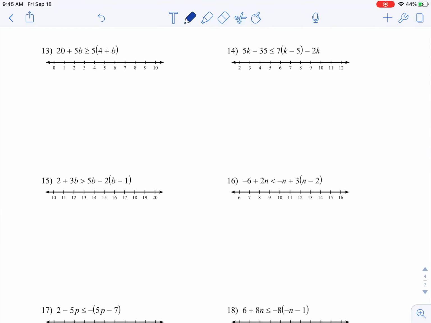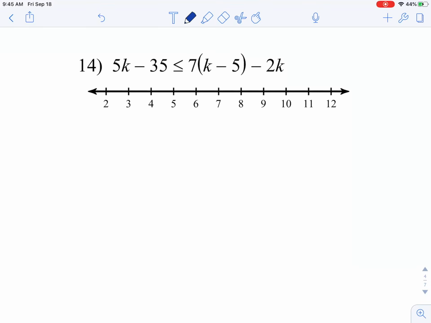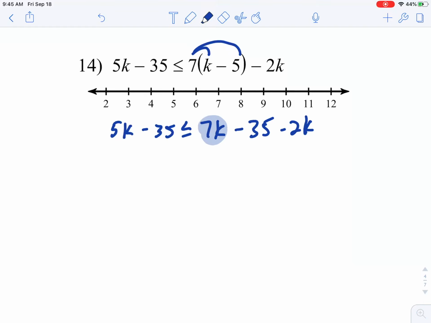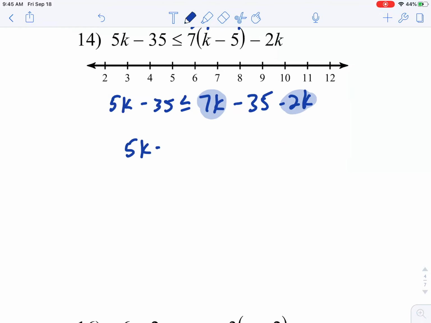Number 14. I'm going to bring the problem down here. Less than or equal. I'm going to go ahead and distribute that. 7k minus, what's 5 times 7? 35 minus 2k. These are like terms, so I can get those together. 5k minus 35 is less than or equal to 5k minus 35.